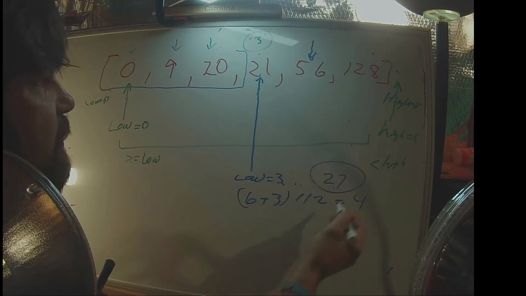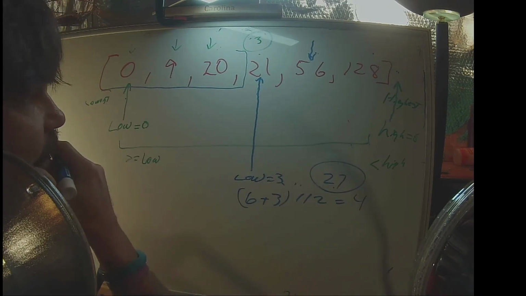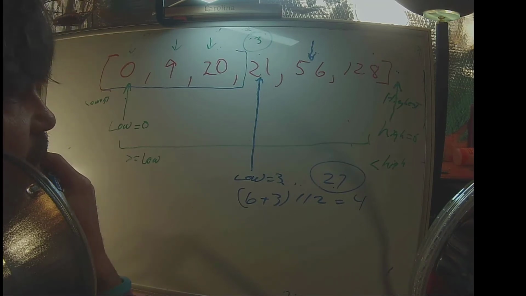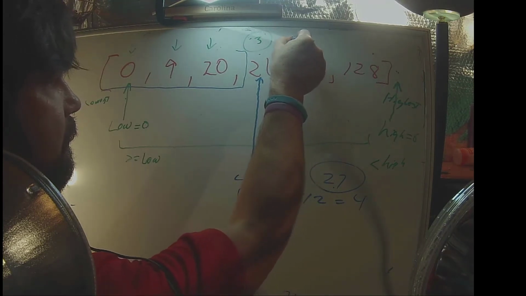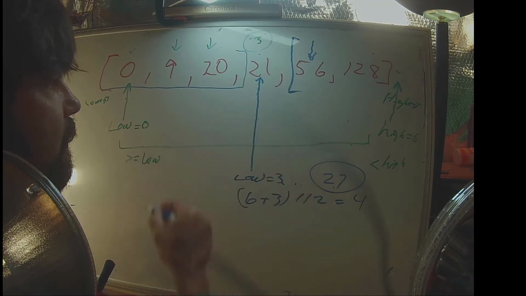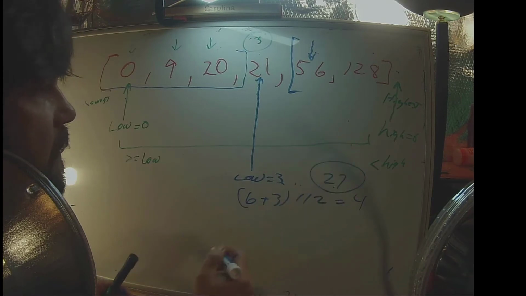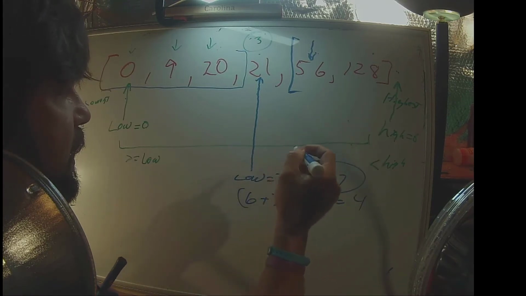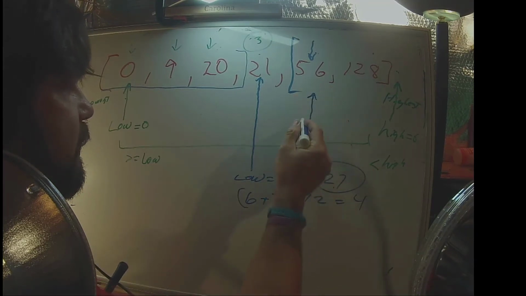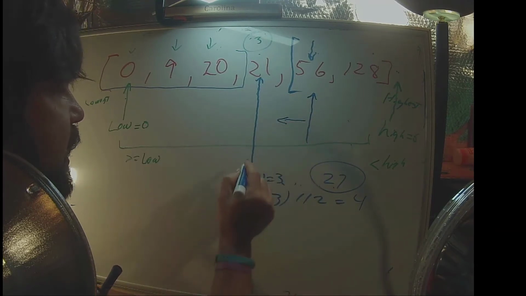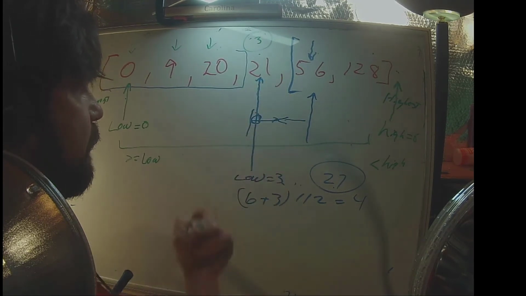And we say, is 27 greater than or equal to 56? Well, the answer to that is no. It's not greater than or equal to 56. So that means we can throw out this part of the list. We can get rid of those two. Now we'll move high to here, because now we know it has to be to this side of high, and to this side of low, including the value we're at.